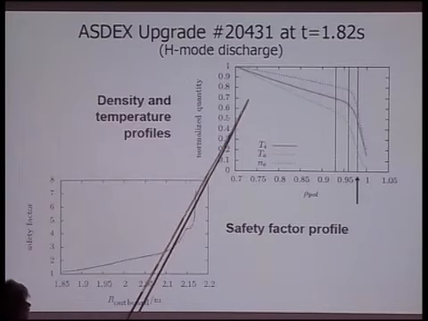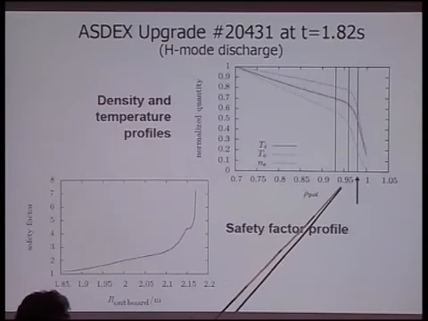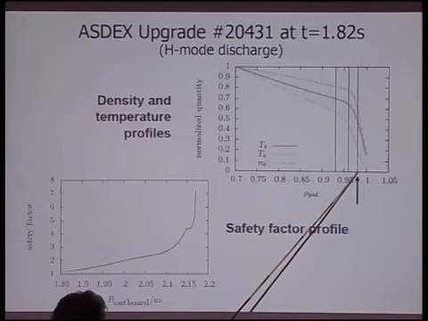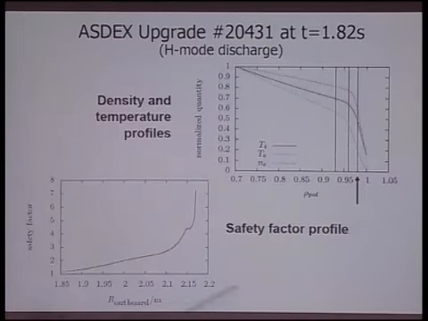And here are some density and temperature profiles, just to tell you where we are. We're going to focus for the most part on this particular flux surface. Rho toroidal is, I think, 0.98. So we're somewhere maybe two-thirds up the pedestal.